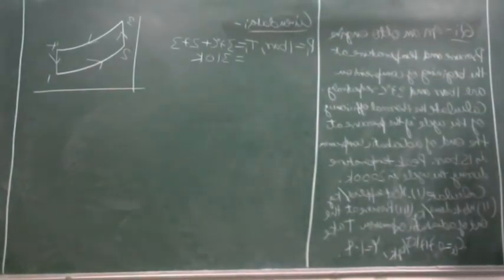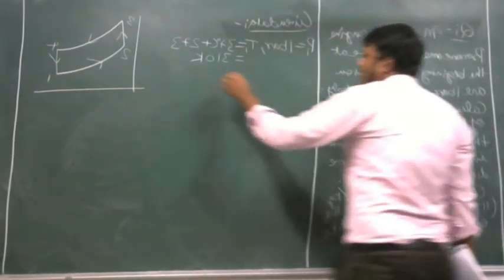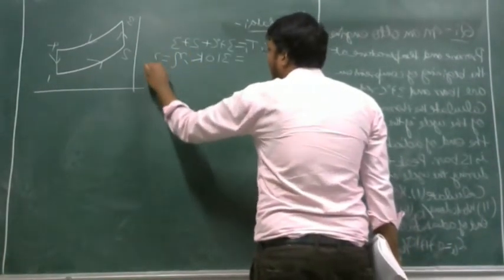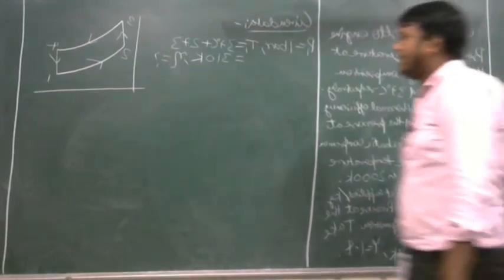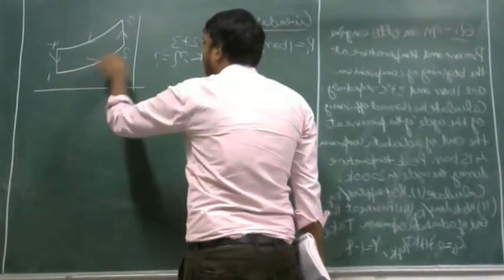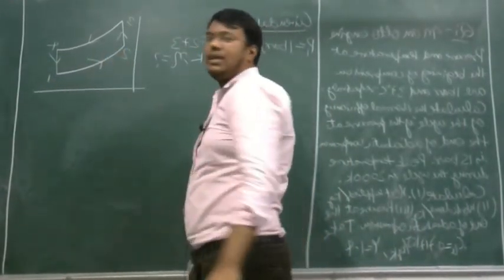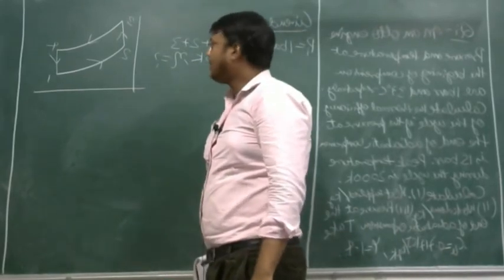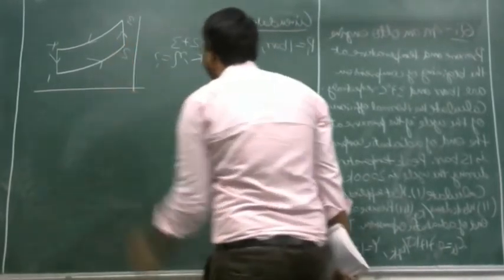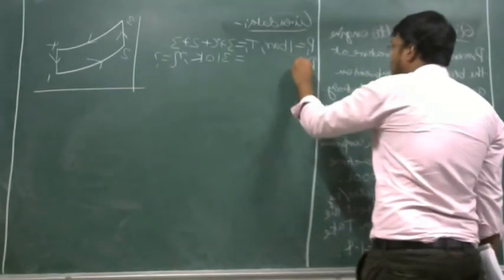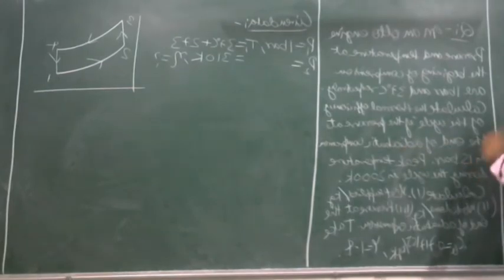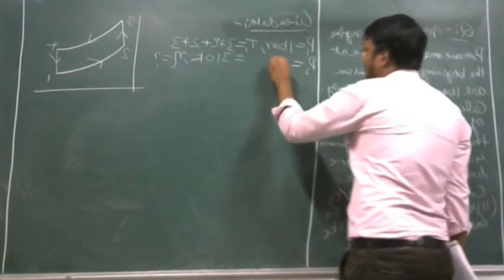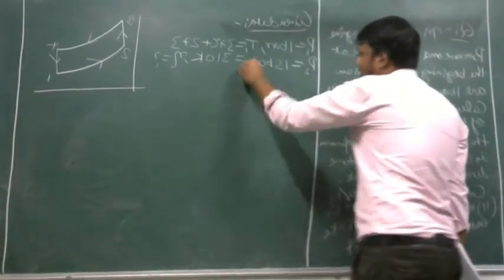Calculate the thermal efficiency of the cycle, so we have to calculate here the thermal efficiency eta. If the pressure at the end of adiabatic compression, adiabatic compression takes place from 1 to 2, so compression ends at point 2. So P2 is given here: pressure at the end of adiabatic compression is 15 bar. P2 is equal to 15 bar.